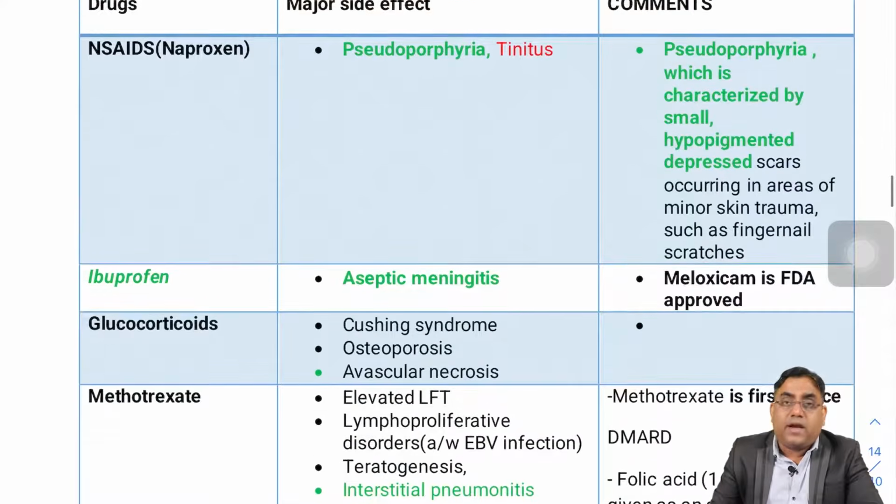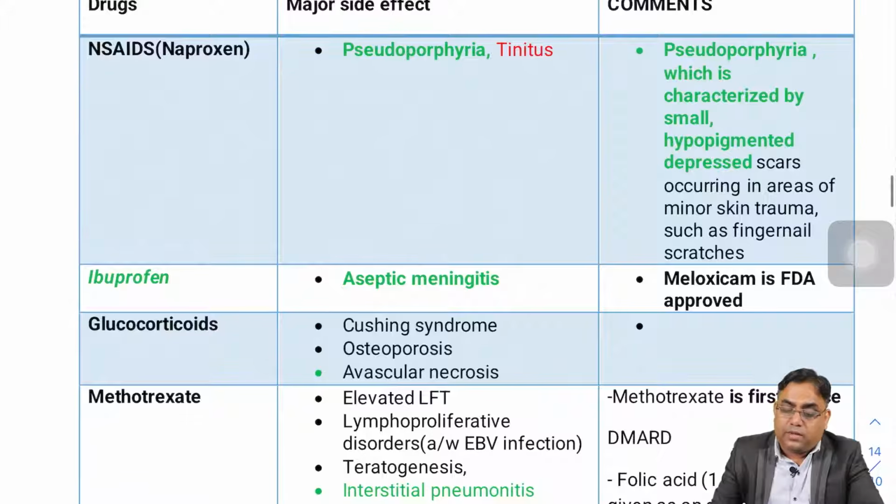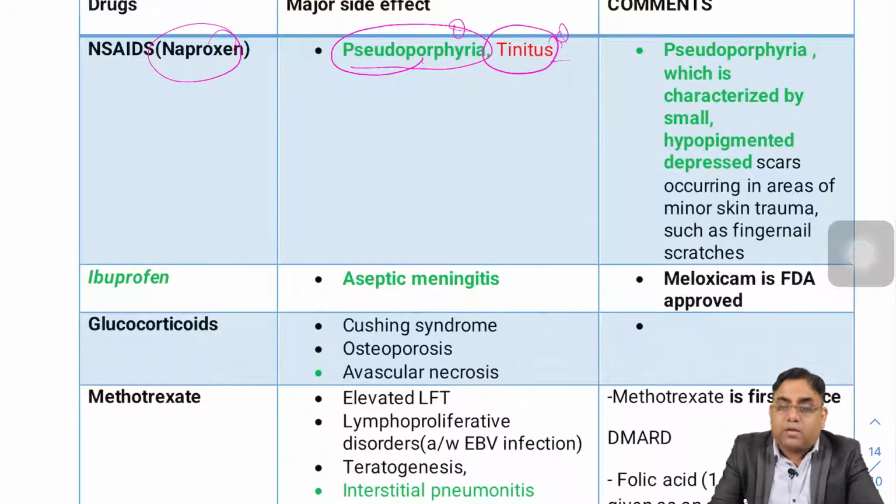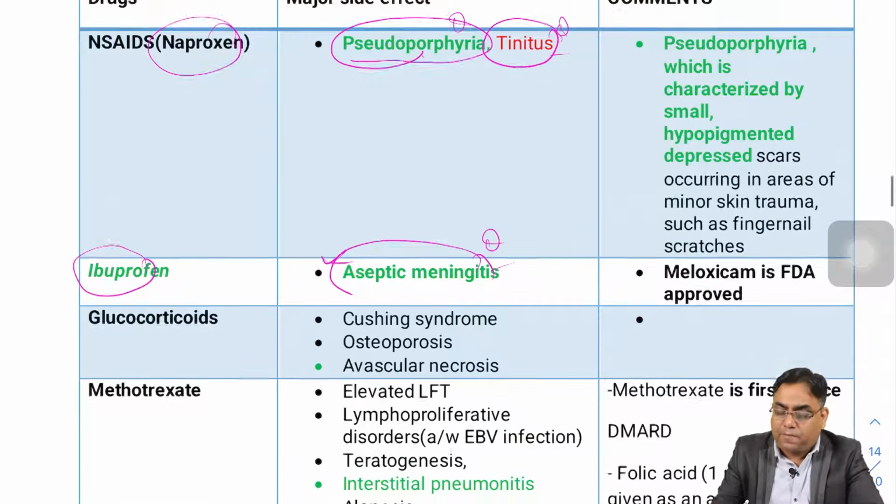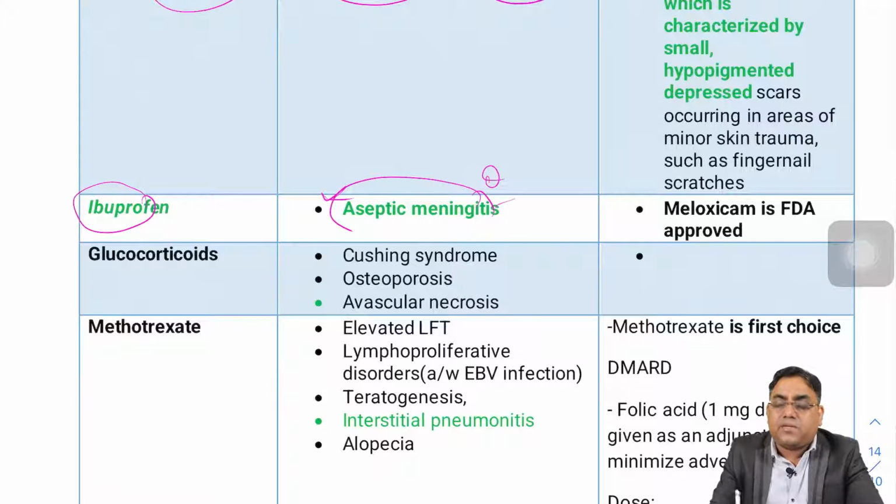Now, the side effects are very, very common and repeatedly asked questions. For naproxen, the side effect, other than pseudoporphyria, which was asked in a previous exam, is tinnitus. Now, next is brufen. Ibuprofen causes aseptic meningitis. So, this was also asked in a previous exam. Other than ibuprofen, aseptic meningitis is also a side effect of IVIG. Okay.